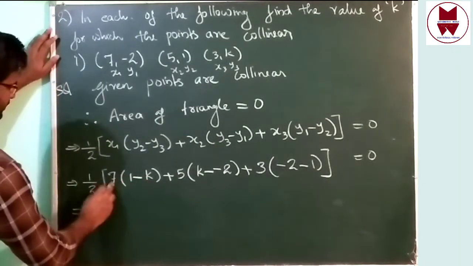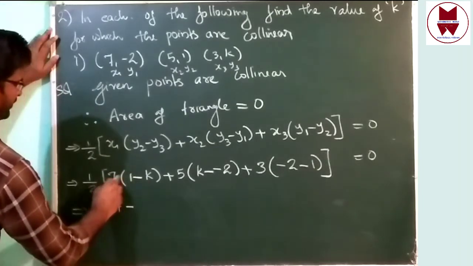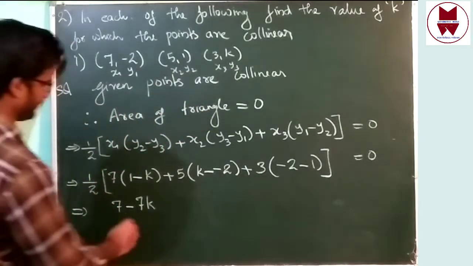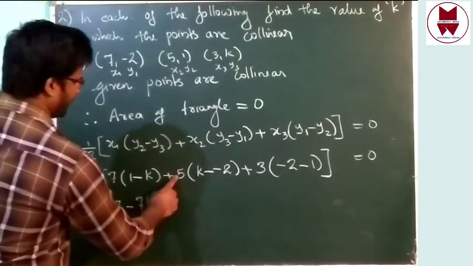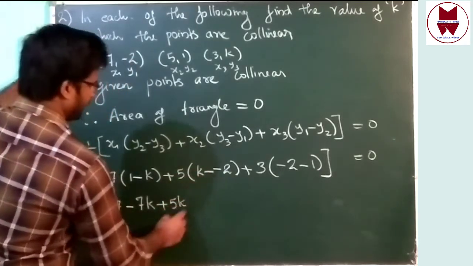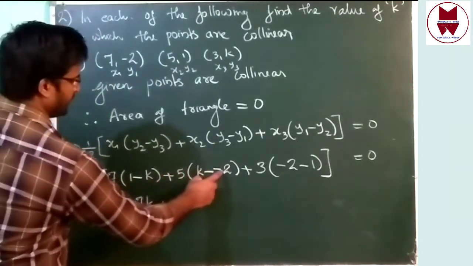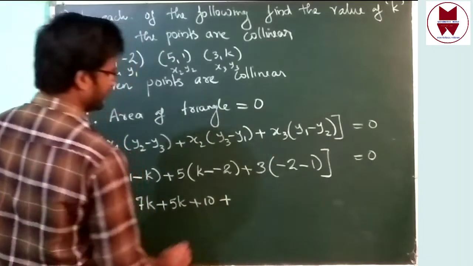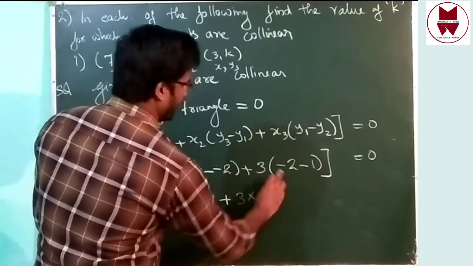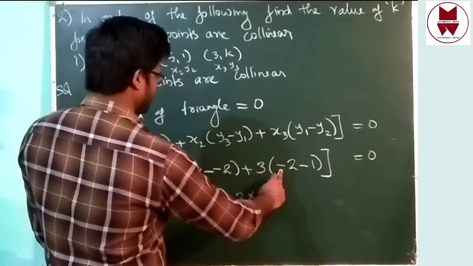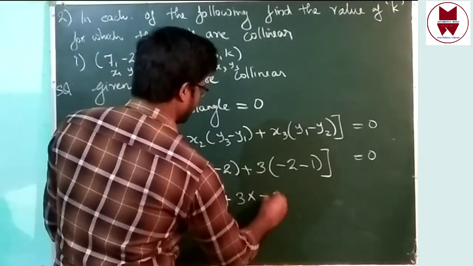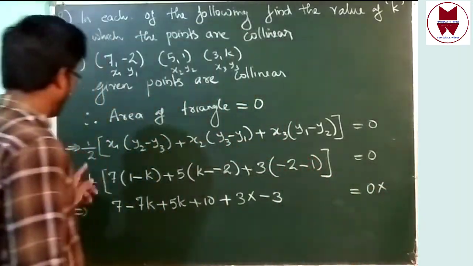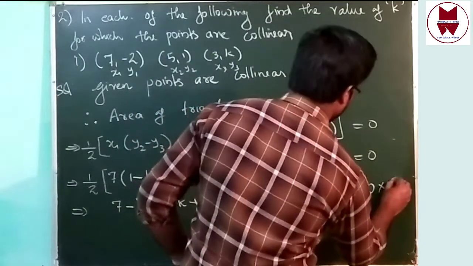Then remove bracket, 7 into 1, 7, minus 7 into k, 7k. This 1 by 2 you can bring to right side. Plus 5 into k, 5k, then minus minus plus, isn't it? Then 5 into 2, plus 10, plus 3 into, what will you get inside the bracket? Minus 2 minus 1, minus 3, equal to 0 into this 1 by 2. I brought to right side, that will be into 2.